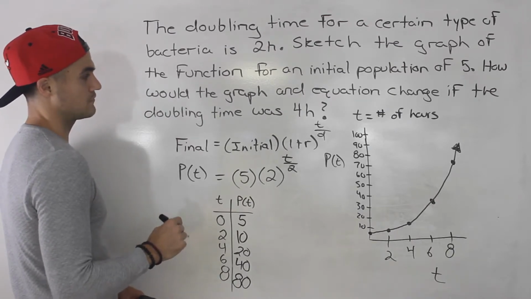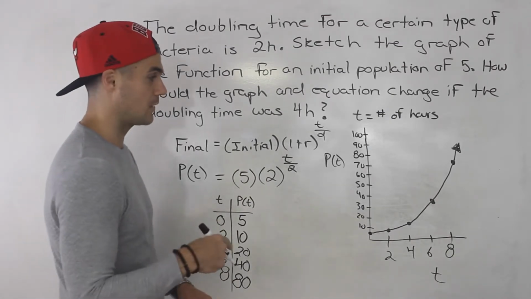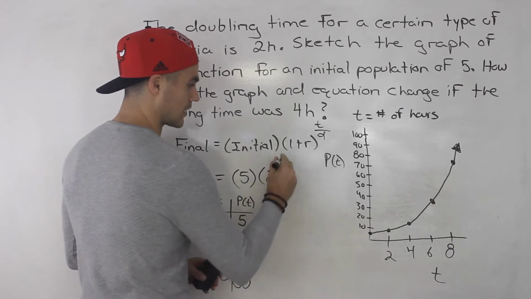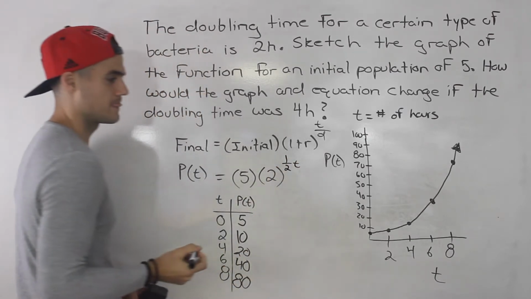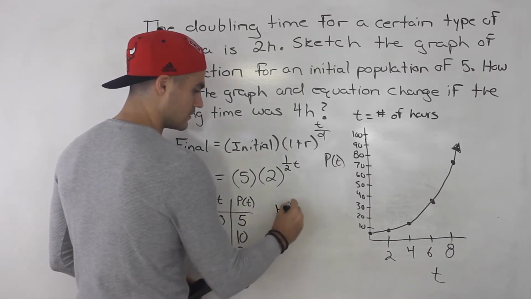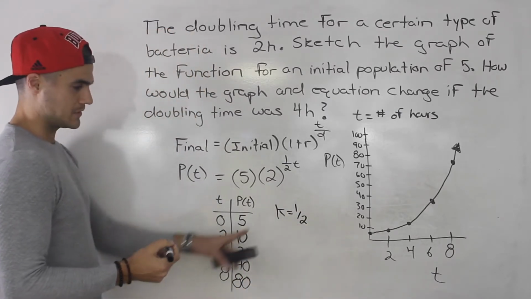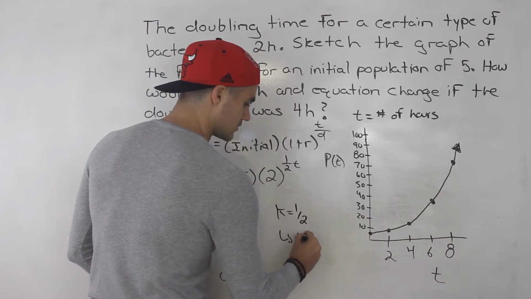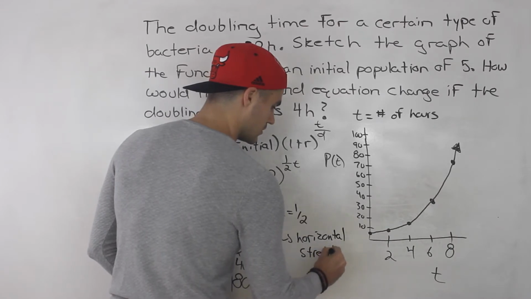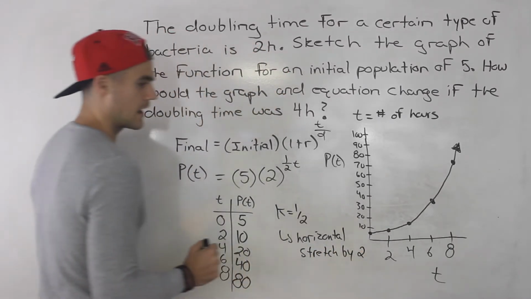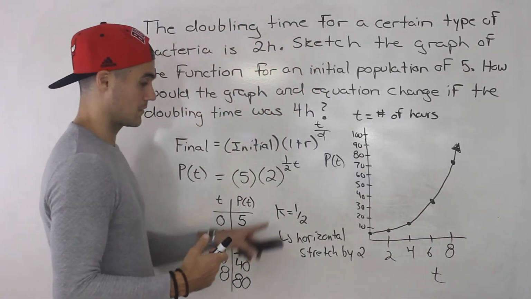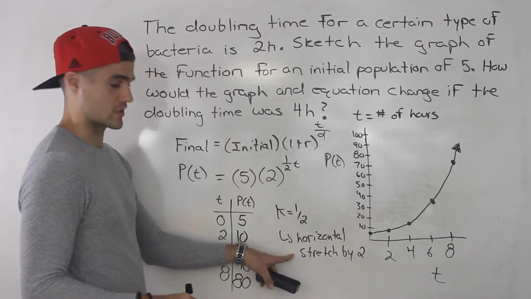And they also asked what would happen if the doubling time was 4 hours. How would the equation change and how would the graph change? Well, notice with a doubling time of 2 hours, we could change this exponent to look like 1 over 2 times t, like that. So notice in this case, the k value, 1 over 2. And what does that mean? That means that there's a horizontal stretch by 2, right? So you're taking this graph, you're horizontally stretching it by 2. Remember, you always flip the k value when you start describing the transformation.